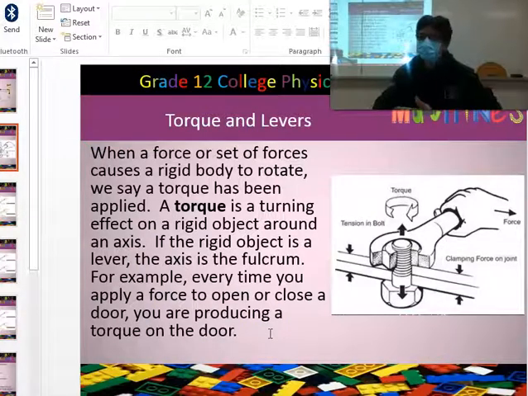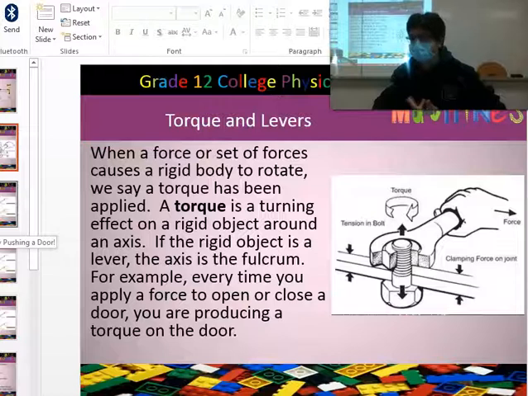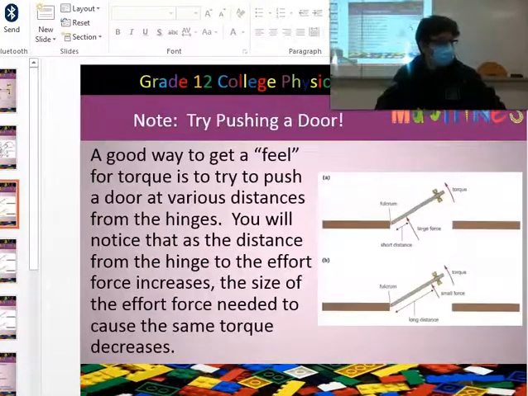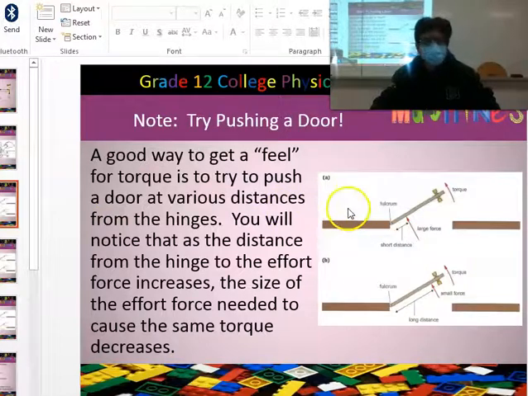Okay, now we talked about the door. You apply a force on a door when you push it open, but where you apply that force also depends on how strong that rotating force is, which we call torque. So it's also important where you apply that force.